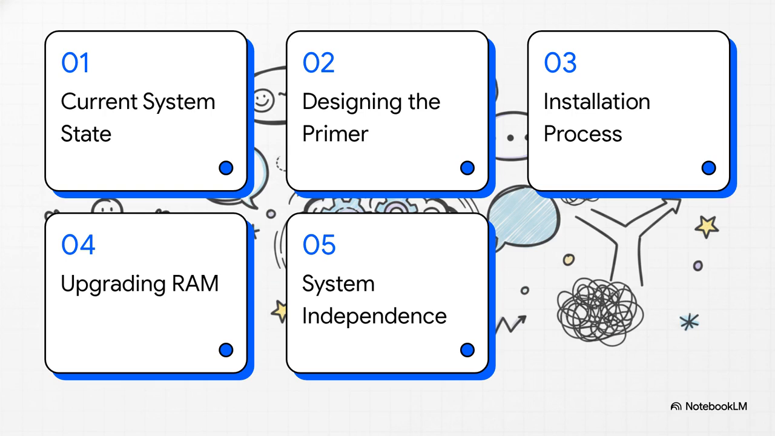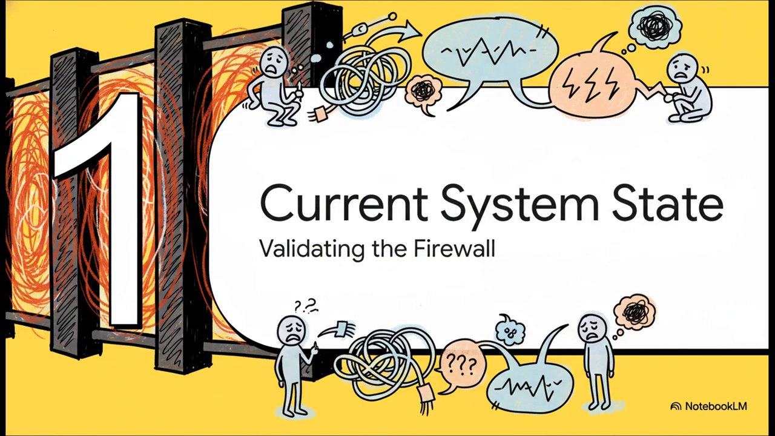Okay, here's our installation checklist for today. We'll start with your current system state, then design the primer part, walk through the actual installation process, upgrade your RAM and libraries, and finally, look at achieving system independence. Right, let's jump right into Section 1.